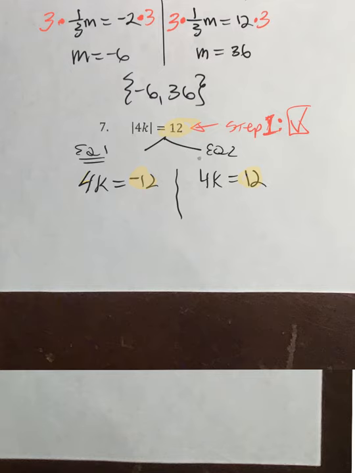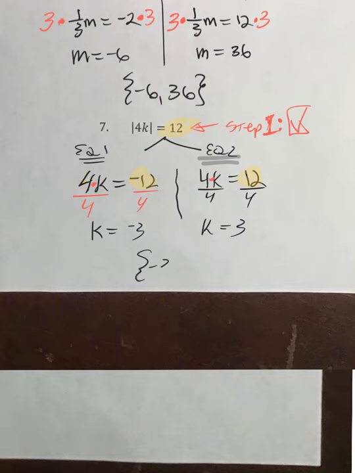Once you write your two equations, then you can solve your two equations. So now we're going to undo the multiplying by 4. And we're going to undo multiplying by 4. So our answers are negative 3 and positive 3.